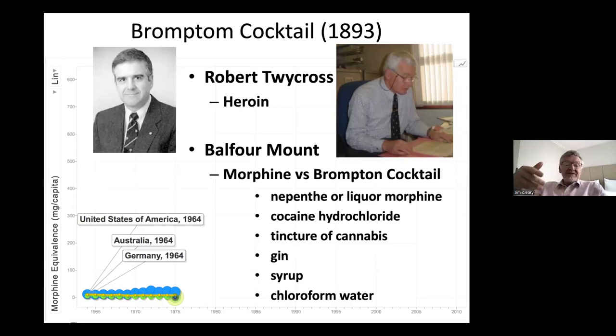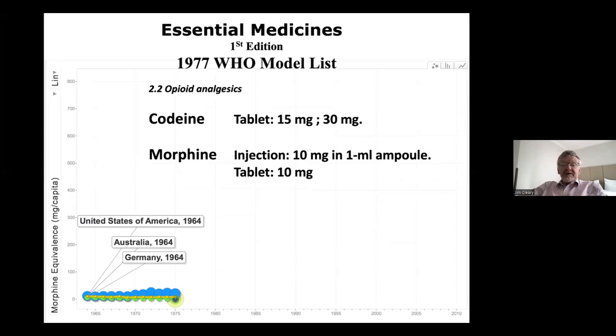So this is not a new thing, but we were still using for pain control a cocktail that was developed in the late 1800s going forward. You can see not much increase in opioid consumption as we move forward. In '77, the WHO said, let's develop a model list for medicines, and included in that were codeine and both injectable and tablets of immediate release morphine at that stage.